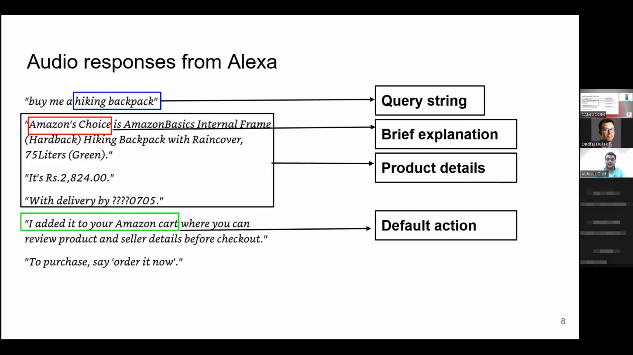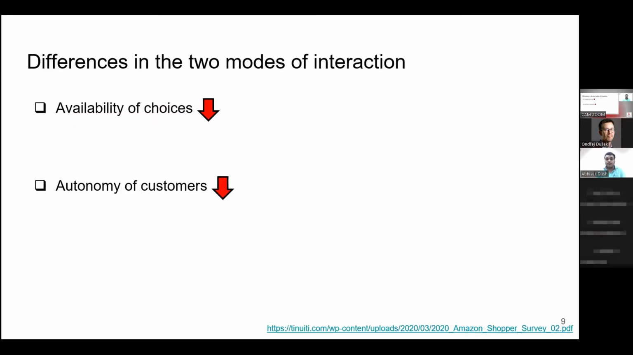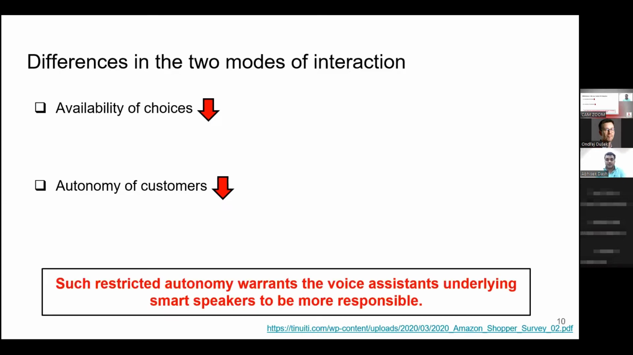And when you want to complete the transaction, you will have to say, order it now. Now, if we compare the 2 modes of interaction on the grounds of availability of choices and the autonomy to the customer, there is a reduction in both aspects in search through a smart speaker as opposed to a more traditional setup like desktop search. We posit that such restricted autonomy on the part of the customer, where the entire decision is made by the digital system, warrants the voice assistants to be more responsible and trustworthy in its response.